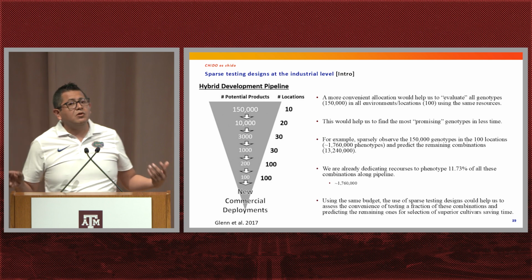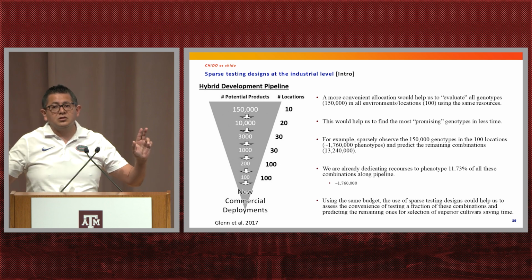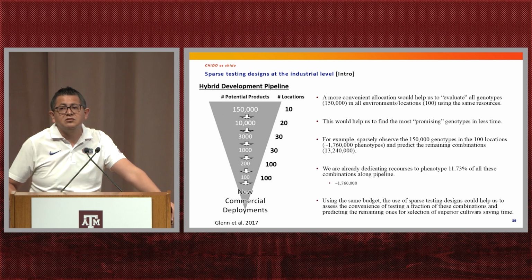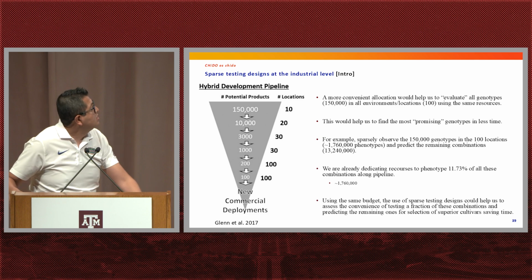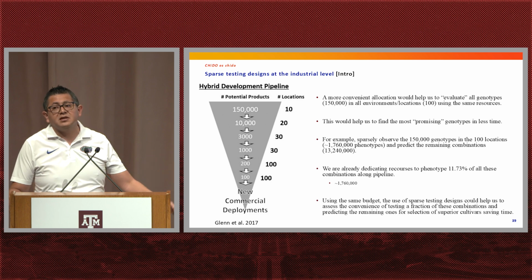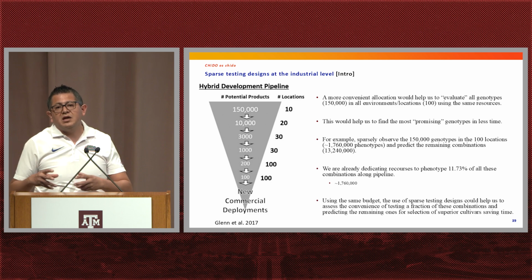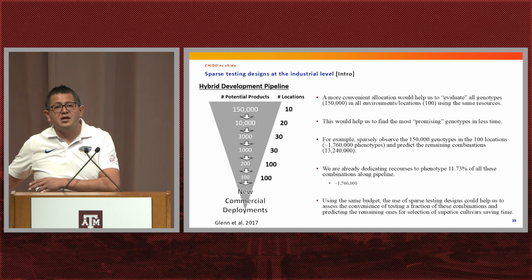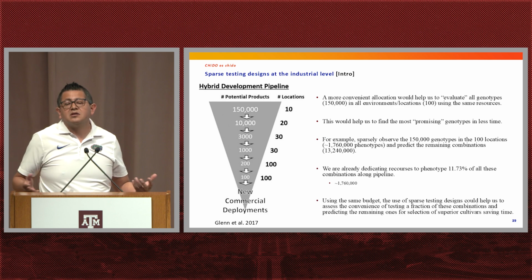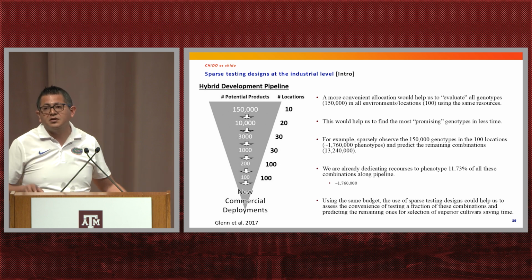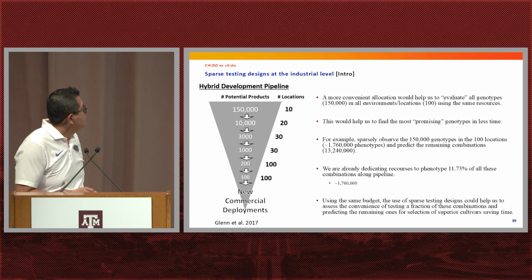As I said before, a more convenient allocation design will allow us to evaluate, I'm not saying to observe, to evaluate the 150,000 genotypes in the 100 environments. So we already are investing resources to observe 12%. So probably we can use some of these resources to evaluate a portion of the genotypes in as many environments as we can and predict the remaining using that information. The target population of the environments is 100. At least we have to be able to survey the 100 environments with a few genotypes.